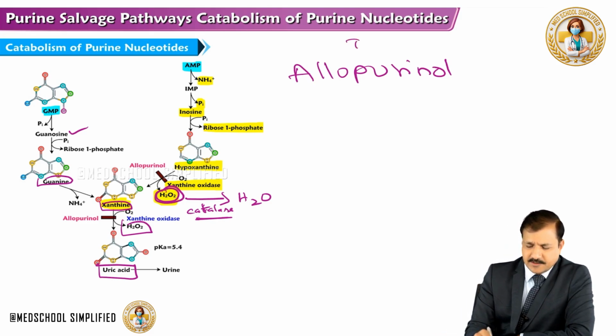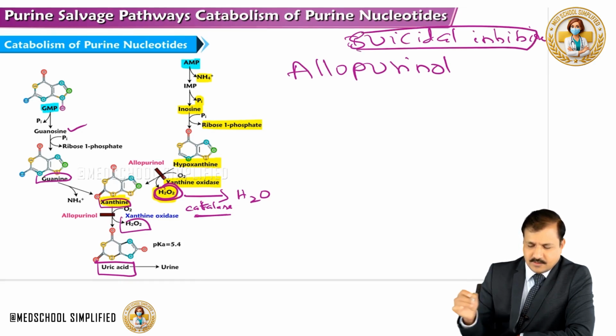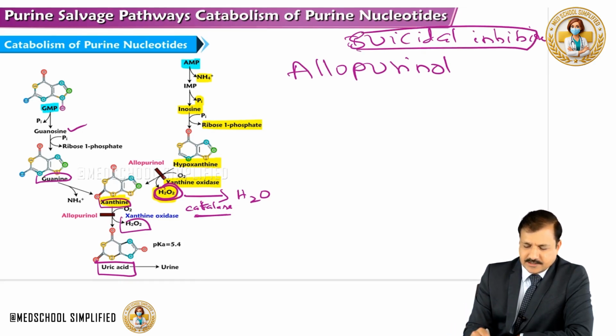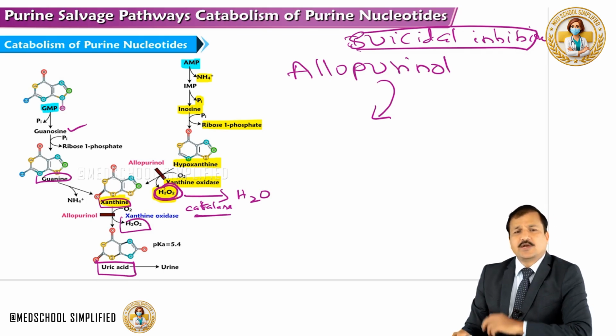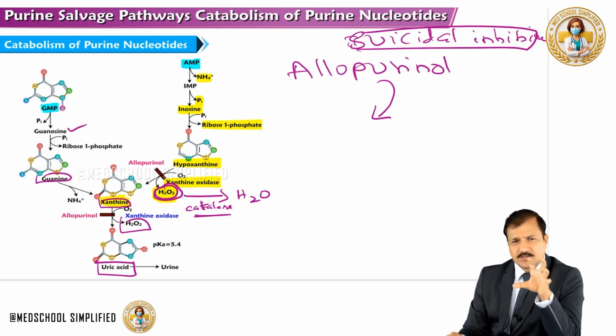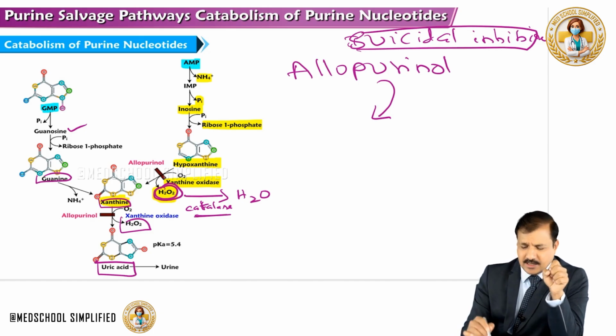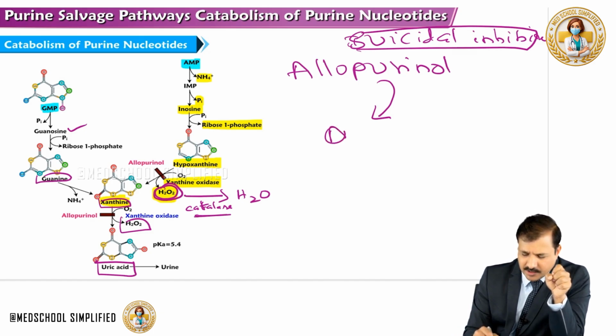It is also sometimes referred to as a suicidal inhibitor. So what does it do? Allopurinol is an inhibitor. It has a similar structure to hypoxanthine or xanthine. So what xanthine oxidase will do is catalyze allopurinol into oxypurinol.